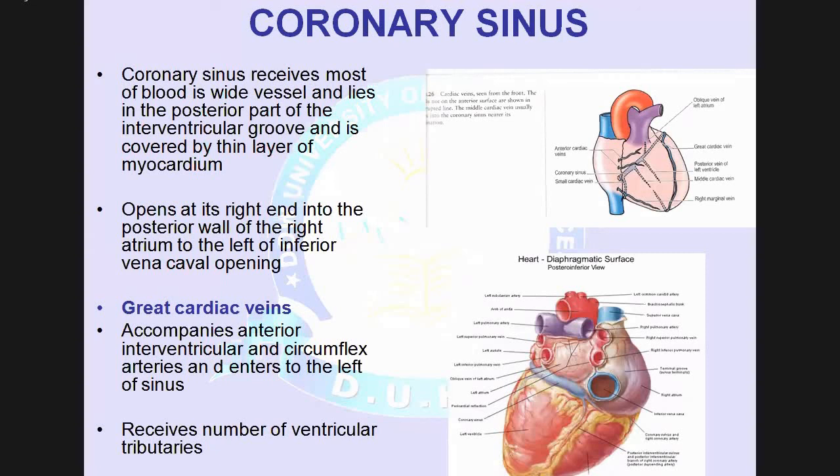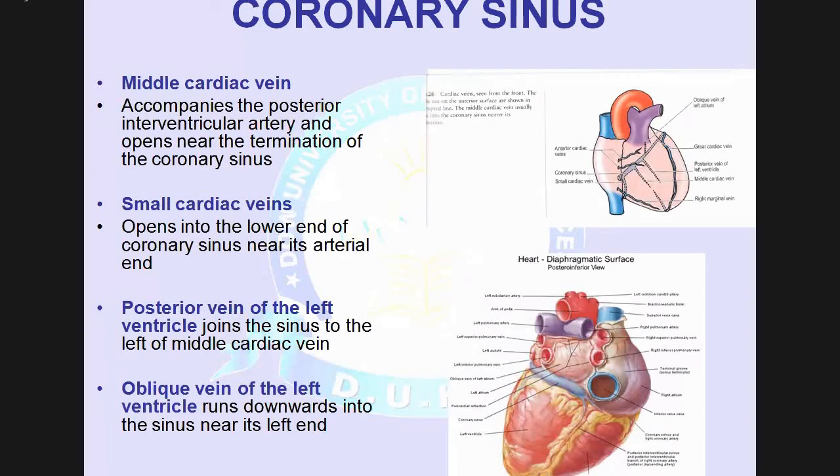The great cardiac veins would accompany the anterior interventricular and circumflex arteries. They receive a number of ventricular tributaries before they open into the coronary sinus. The middle and small cardiac veins open next to or very near to the coronary sinus. Some of the posterior veins of the left ventricle also join the sinus to the left of the middle cardiac vein. The oblique vein also runs downwards close to the sinus near its left end.